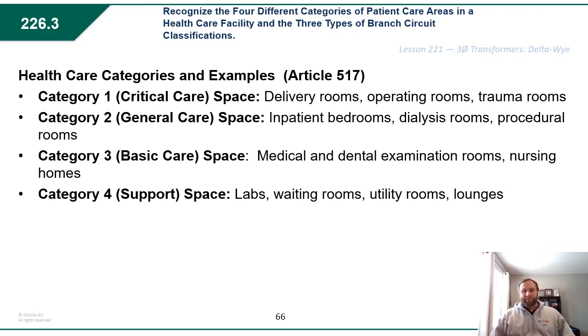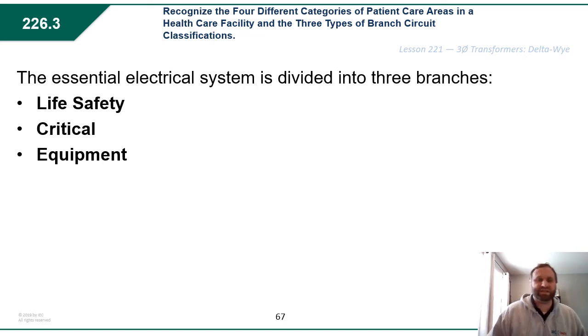For healthcare, know your different categories. There will be some healthcare questions on this test. Most of it will be code lookup, but know your categories. Also, you're going to need to know some of your classified locations as well, from Article 500 through 505. Know your life safety, critical, and equipment branch circuits. You will have some questions regarding these life safety, critical, and equipment branch circuits. Know your code references there.